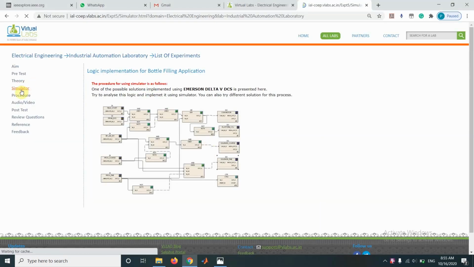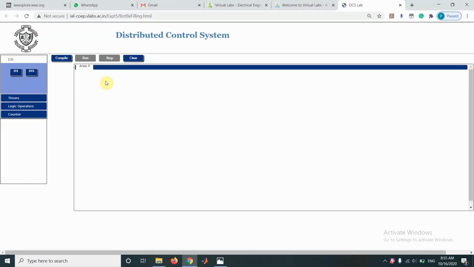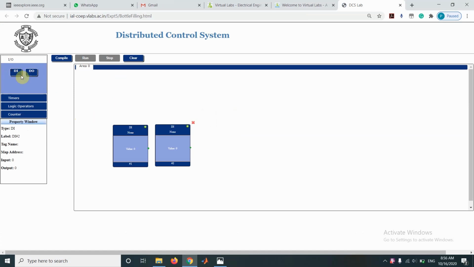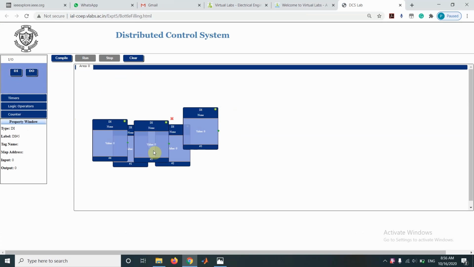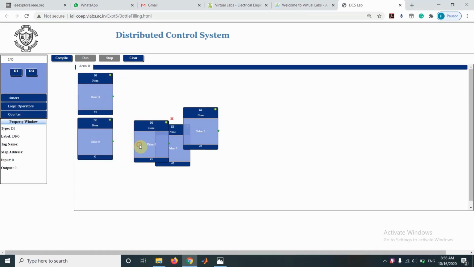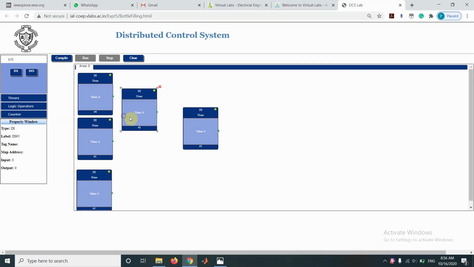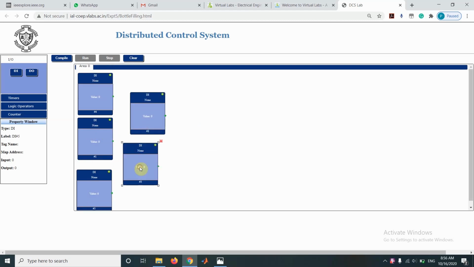On simulator. To implement this logic, we need 5 digital input blocks. Now let us name them.